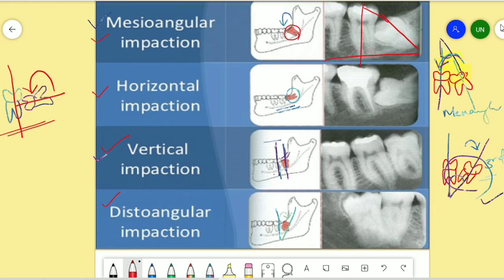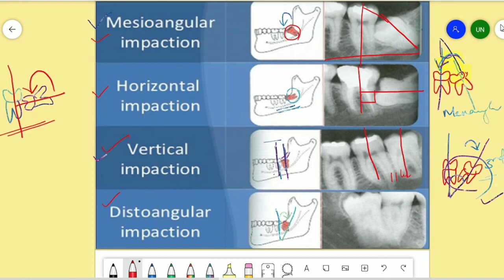Okay, this is the angle formed due to the mesial tilt of the crown. This is nothing but the perpendicular one. This is the horizontal impaction. Okay, and this is nothing but the vertical impaction. The long axis of both the teeth are parallel to each other.